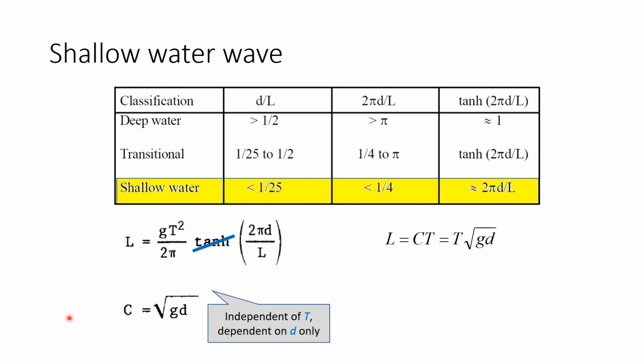But since you know what C is, you can work out L again, because L is equal to C times T. So basically the wavelength L in shallow water will be given by this expression. Now, what do we observe from this simplification? For a shallow water wave, the wave celerity is dependent on the water depth only and is not dependent on the wave period.